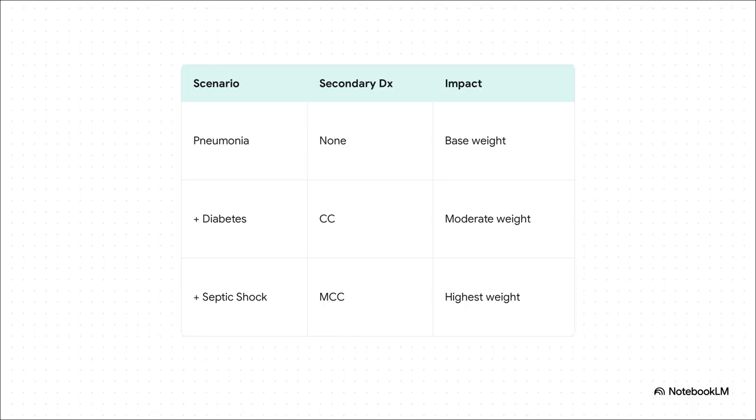Now, if the patient develops something like profound burn wound sepsis or total graft failure, that qualifies as a major CC or MCC. An MCC pushes the whole encounter into the highest possible payment tier, which is essential because it accurately reflects the immense clinical resources required to stabilize a critically ill burn patient.